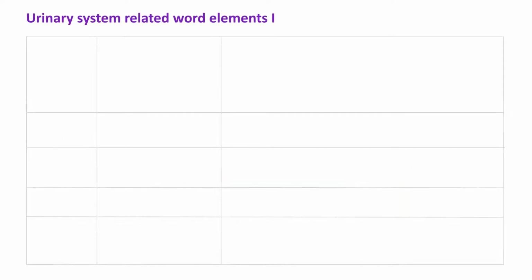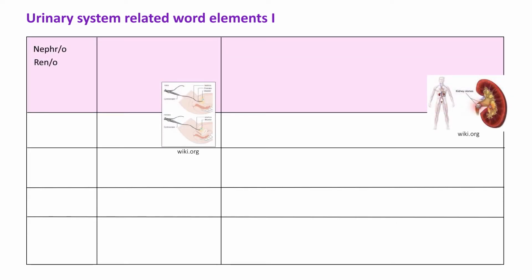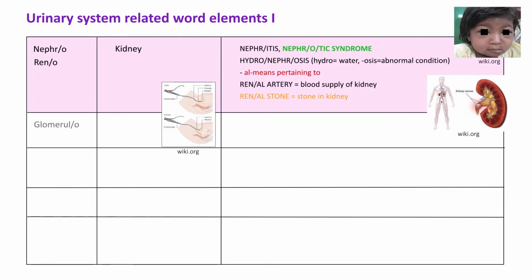These are examples of words related to the urinary system. Nephr and renal mean kidney. If you see the suffix -itis after nephr, it is nephritis, meaning inflammation of a kidney. Nephrotic syndrome, where -tic means condition, specifically defines the disorder in which the kidney excretes too much protein in the urine, and the patient comes with weight gain and body swelling.